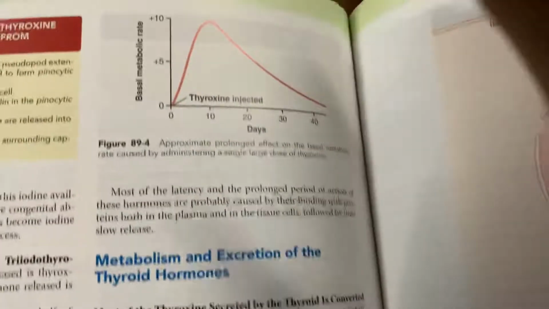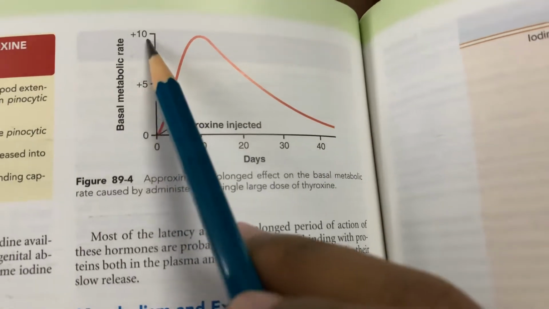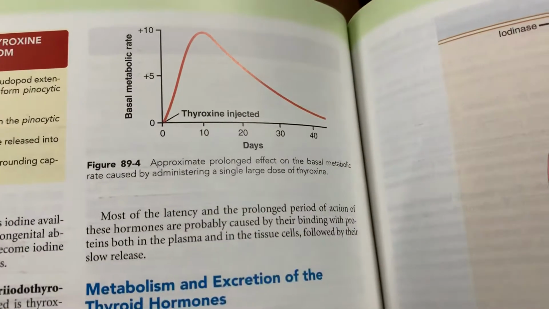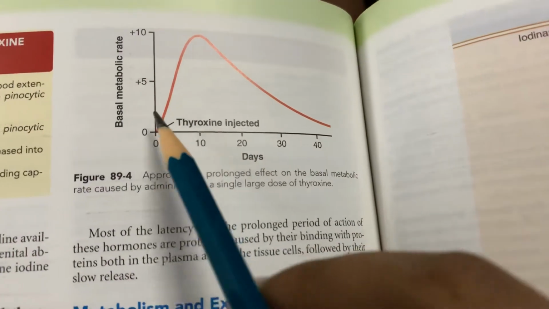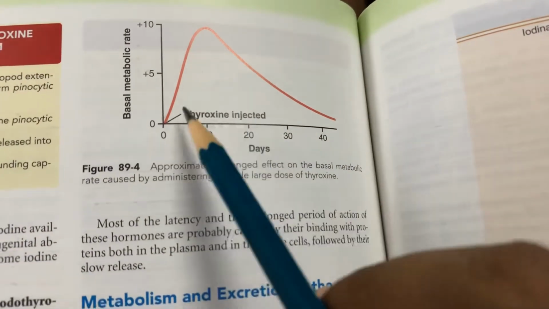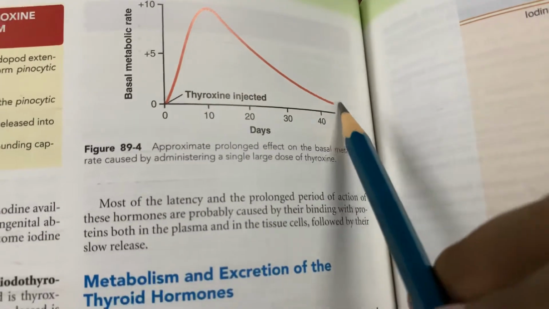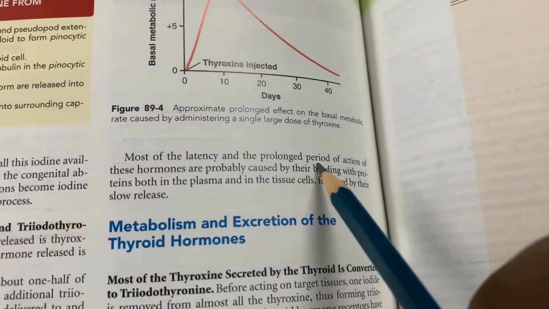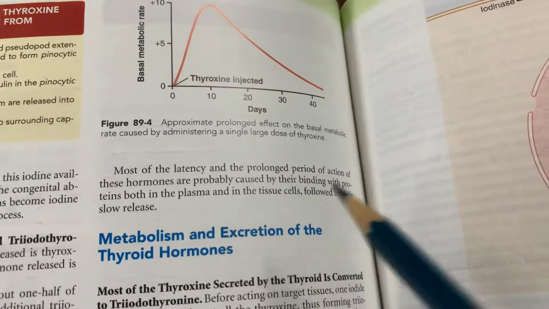So for example, if you were to inject a large amount of thyroxine into an animal, you know that thyroxine basically increases your basal metabolic rate. It increases the metabolic activities. So even though you inject a large amount of thyroxine, it has a very slow action and also a slow deterioration because it has a prolonged period of action. It has a latency also, which is the slow rise here.